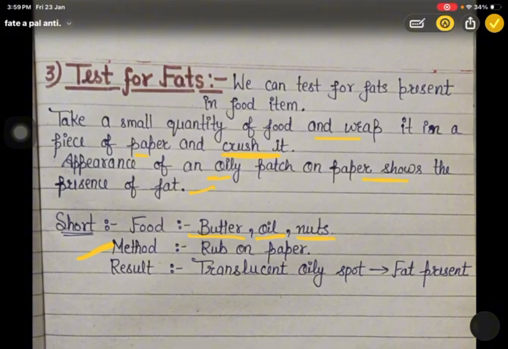For example, you take peanuts, 2 to 4 pieces, and wrap them in the paper, and if you rub the paper with both hands and there is a translucent oily spot on the paper, it shows that there is a presence of fat.